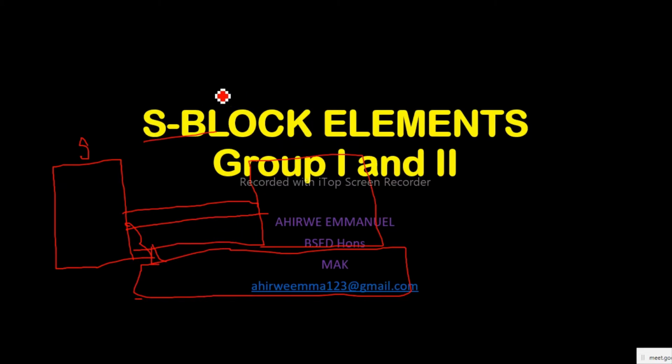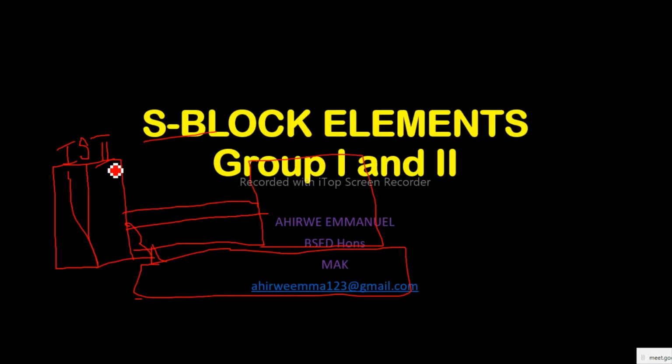Today we are going to talk about the s block elements, and these include the group 1 and group 2 elements. We are going to see the chemistry of these elements. Under group 1 we have lithium, sodium, potassium, rubidium, cesium. With group 2 you have beryllium, magnesium, calcium, strontium, and so on. So that's the chemistry we are going to see.